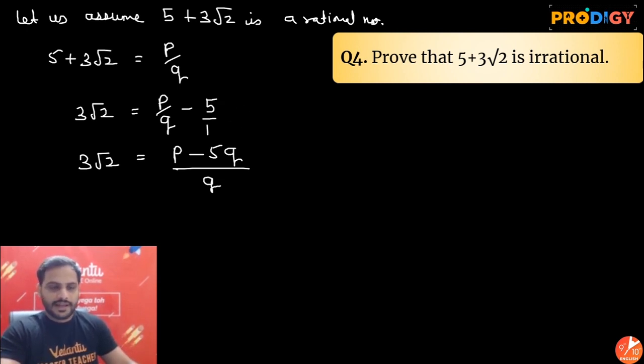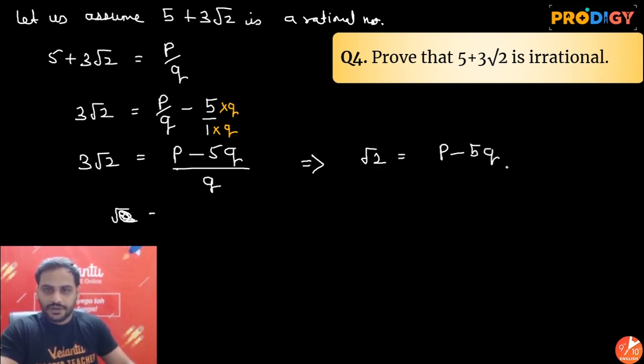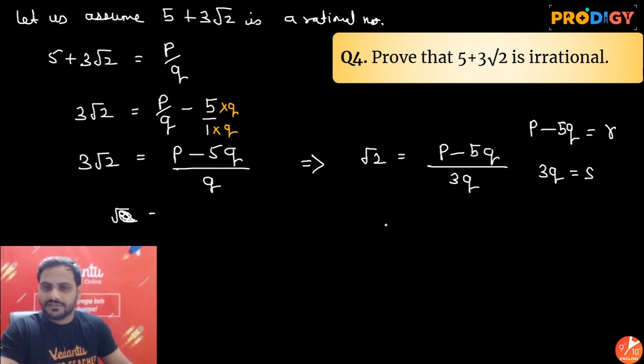All right. So here I have taken LCM, nothing else. Into q here, also into q. So p minus 5q upon common denominator q. Now shift 3 over there to root 2, or I will write it over here. So I will get root 2 is equal to p minus 5q upon 3q. Now look, p is an integer, 5 is an integer, q is an integer. So let's say p minus 5q will be equal to some integer r, and 3q is equal to some integer, let us say s. So we got root 2 is equal to r by s.